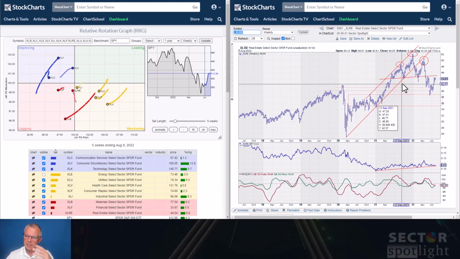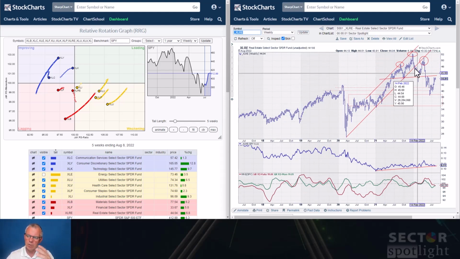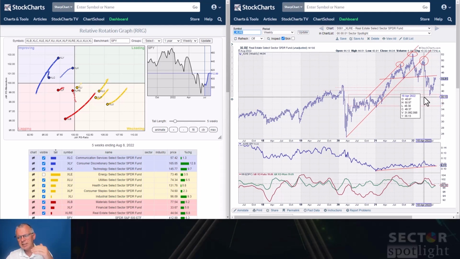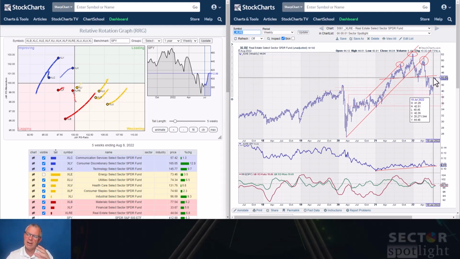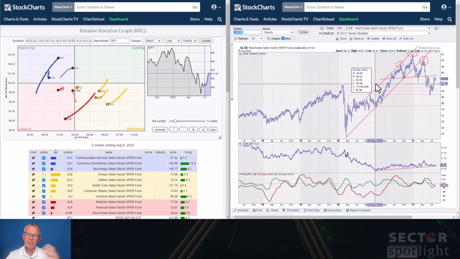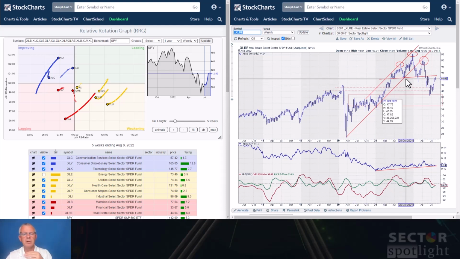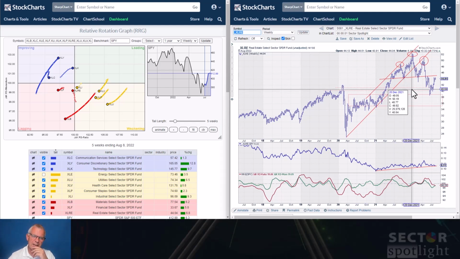Here is real estate, another example. We've got that almost perfect head and shoulders pattern. It reached its minimum target barely, just hit it, but it fulfilled its target. It's now pulling back, and we're now finding resistance at the level of the neckline that marked the bottom of that head and shoulders pattern. So here's another sector that's now hitting an important resistance area.